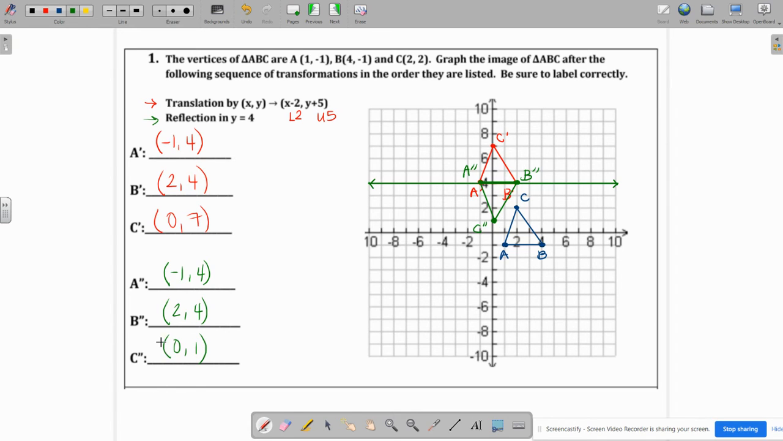And something that's important to notice is that a translation and a reflection, those were both rigid transformations. So it kept our triangles congruent. And so all three of them are congruent to each other, right? That translation kept our pre-image and our first image congruent, and then a reflection kept our first image and our second image congruent.